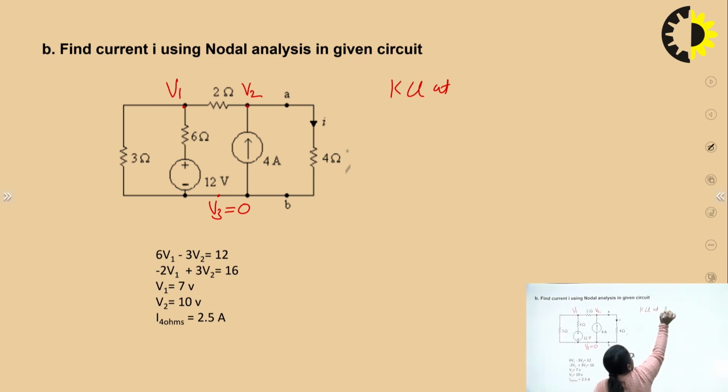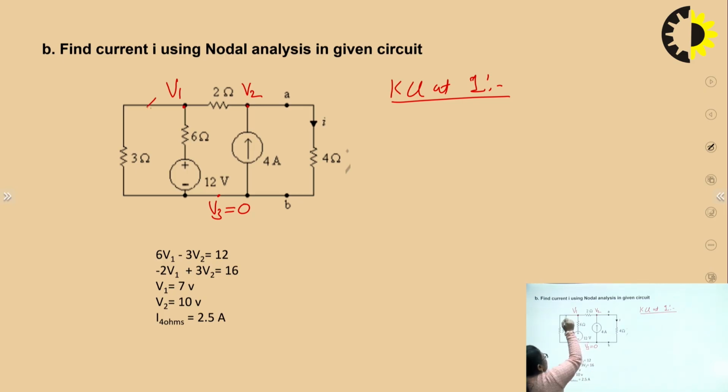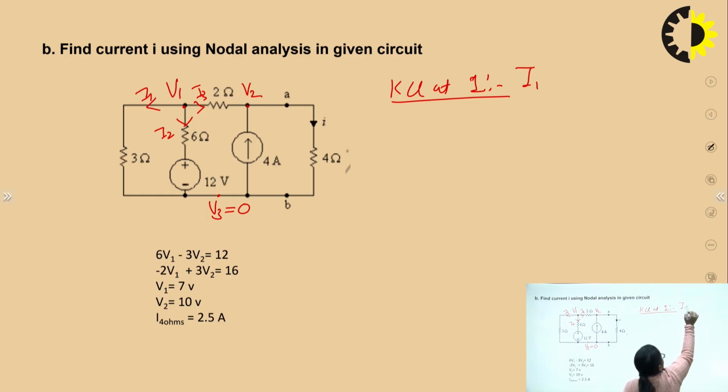KCL at junction 1. Now, at this first junction, I have 3 branches, and if I consider that V1 is at the highest potential, all the currents will be flowing outward from this junction, say I1 plus I2 plus I3. If I apply KCL, I1 plus I2 plus I3 is equal to 0. How can I write I1?